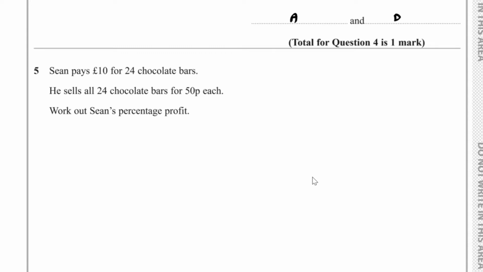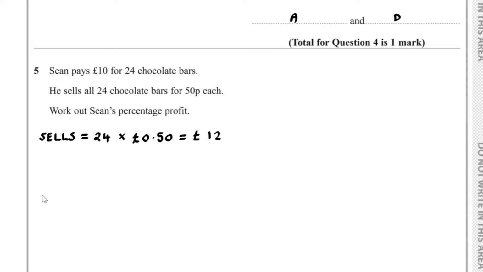Question number 5. Sean pays £10 for 24 chocolate bars. He sells all 24 chocolate bars for 50p each. We have to work out Sean's percentage profit. Let's see how much he sells all the chocolates for. We've got 24 chocolates. They are 50p each, in other words, £0.50. So he sells them all for £12.